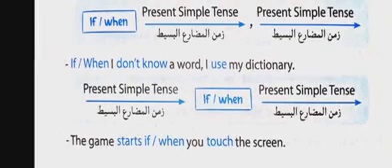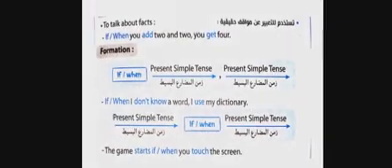The game starts if or when you touch the screen, and this is a fact. The interrogative: do you feel ill if or when you eat too quickly? Because the sentence is in the present simple, we use do or does to ask a yes/no question. I used do because the subject here is you. Do you feel ill when you eat too quickly?